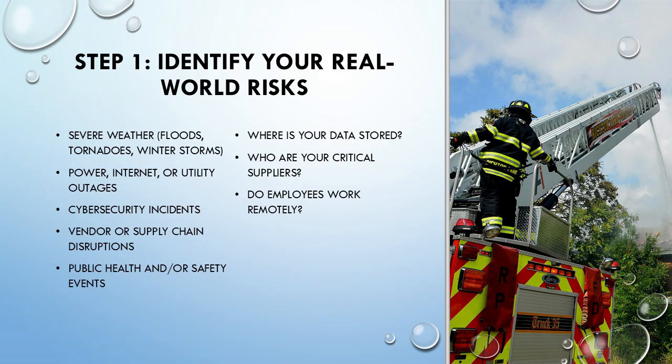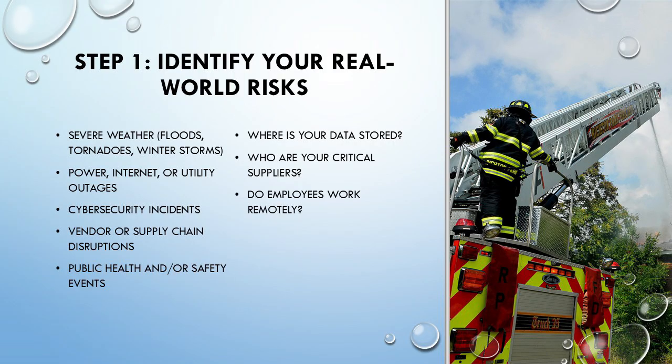Step 1 is to identify your real-world risks. Start with a practical look at what could realistically interrupt your business. Common risks include severe weather like floods, tornadoes, or winter storms, utility outages like power, telephone, or internet, cybersecurity incidents, vendor or supply chain disruptions, and now most even include public health and/or safety events.